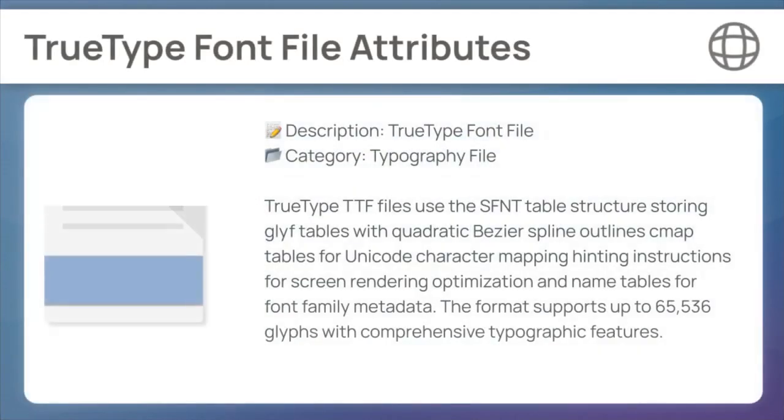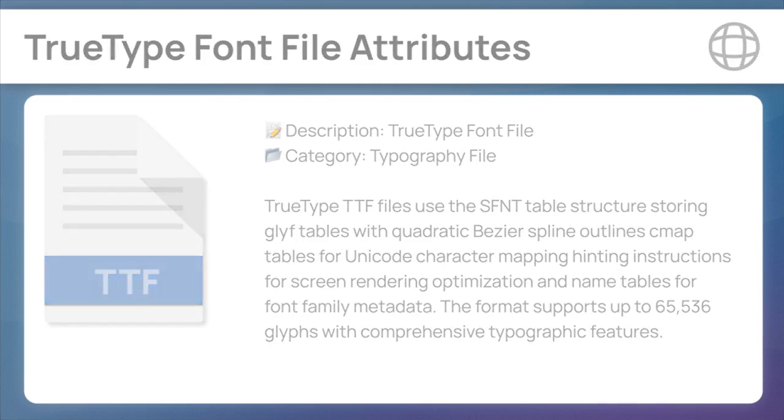TrueType TTF files use the SFNT table structure storing glyph tables, with quadratic Bezier spline outlines, cmap tables for Unicode character mapping, hinting instructions for screen rendering optimization, and name tables for font family metadata. The format supports up to 65,536 glyphs with comprehensive typographic features.